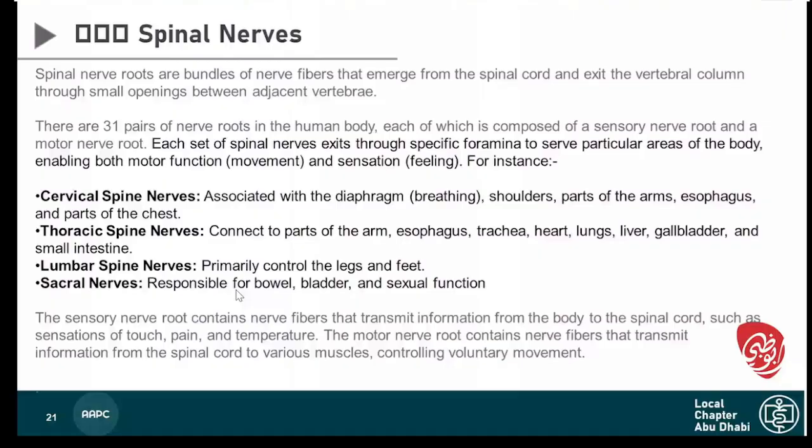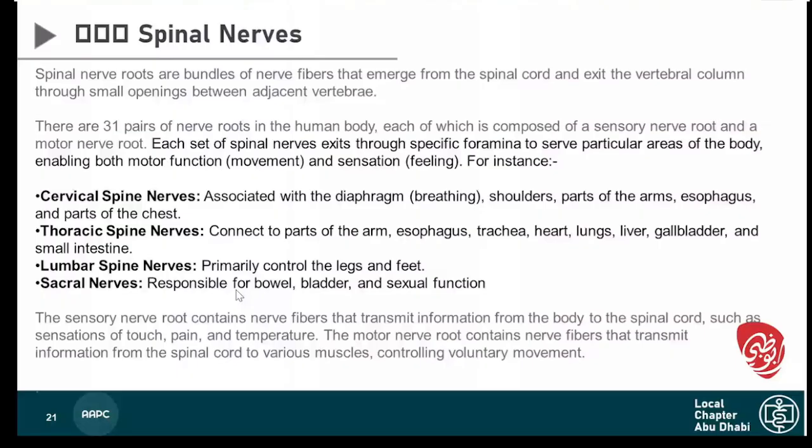And we have two types of nerve roots, sensory nerve roots and motor nerve roots. What is the function of the sensory nerve roots? They contain nerve fibers that transmit information from the body to the spinal cord, such as sensations like touch, pain, temperature, etc. Whereas the motor nerve roots contain nerve fibers that transmit information from the spinal cord to various muscles, controlling the voluntary movement.